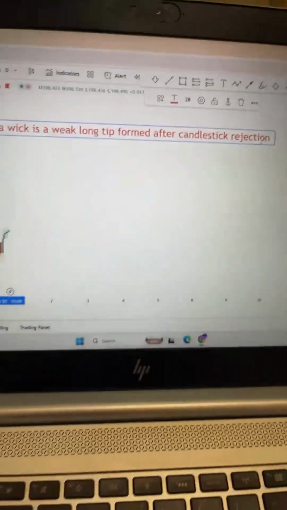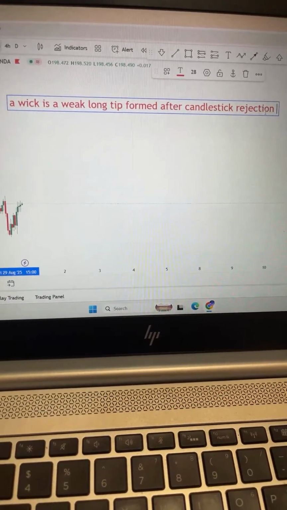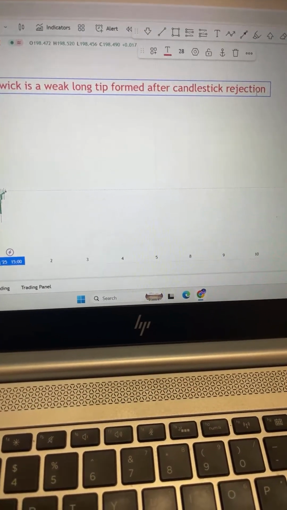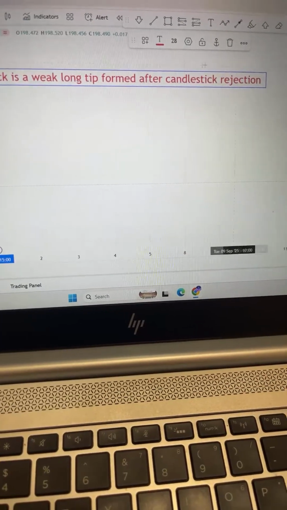With candlestick rejection, I want to first write it down for you guys. A wick is simply a long tip formed after a candlestick rejection. This is the definition: a wick is a long tip formed after a candlestick rejection.